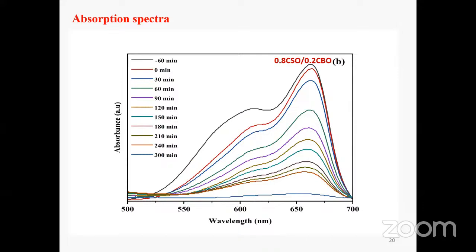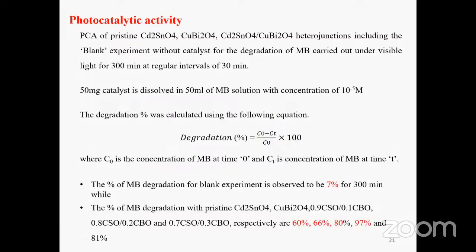And we have calculated the degradation percentages with the UV absorption data taken from the photocatalytic activity results, where this is the formula: the concentration of the MB with respect to time in the dark. C0 is the dark concentration and Ct is the concentration of MB at a particular time. And we have got 60%, 66%, 80%, 97%, and 81% as the degradation percentages of the samples shown here.